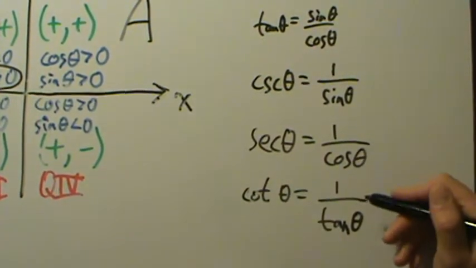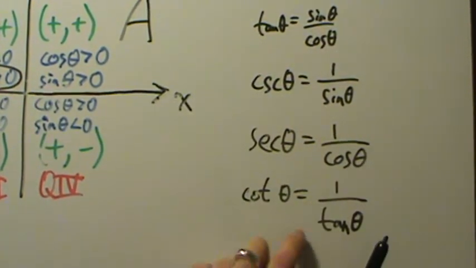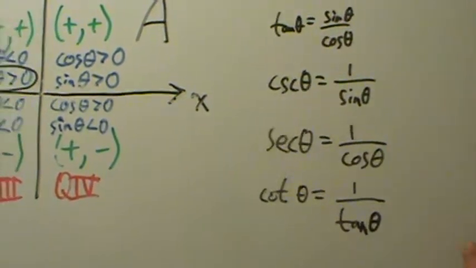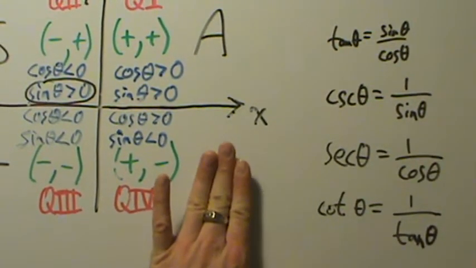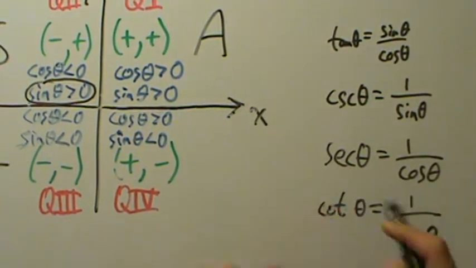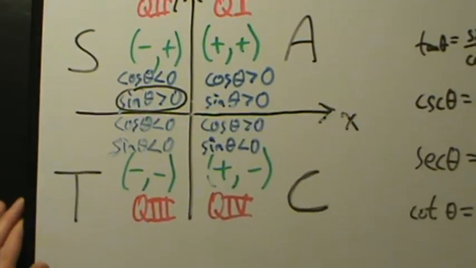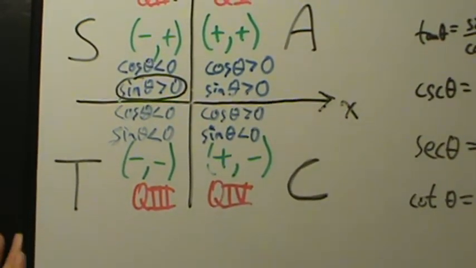Cosine is positive. And the cotangent is the reciprocal of the tangent, and since the tangent is negative, the cotangent must also be negative. So the only positive ones here in the fourth quadrant are cosine and correspondingly the secant. So here. Okay, so a little mnemonic device that some people like and some people hate is here.